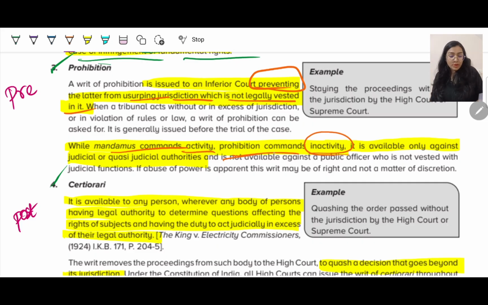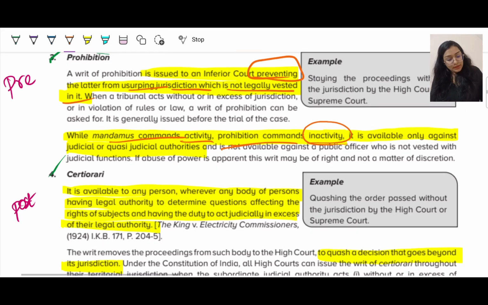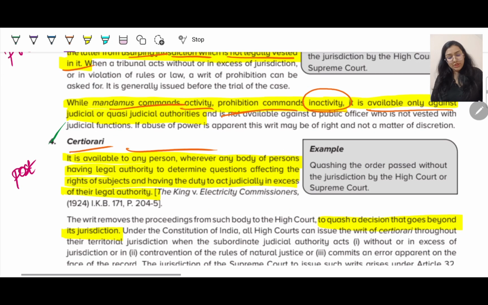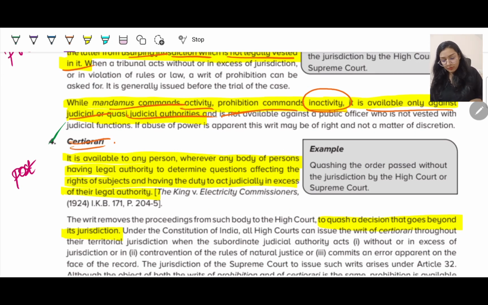But your prohibition says this is not your authority, you should not be doing this. Fine. So it commands inactivity. This is available only against judicial and quasi-judicial authority. Now understand certiorari. Fine. What does certiorari say?